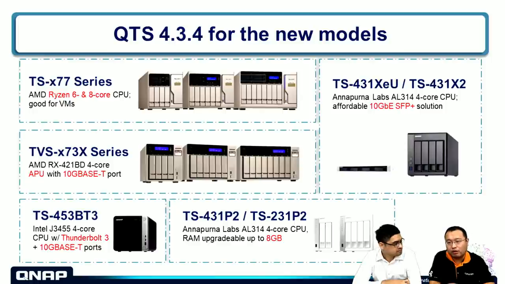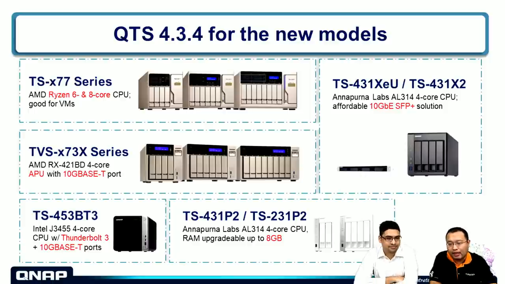TS-431XeU, which gives you one integrated 10 gigabit SFP+ port. And then the brother model, which is the desktop model, TS-431X2, also gives you one integrated 10 gigabit SFP+ port. They all come with a powerful 4-core processor. And actually the 431XeU is a short depth model, right? Yeah, it's only about 12 inches deep, so you can easily integrate it into many different racks and it also gives you more space for the cabling.